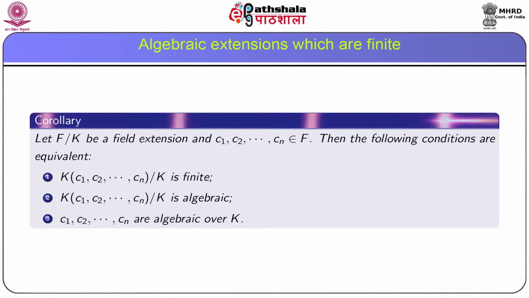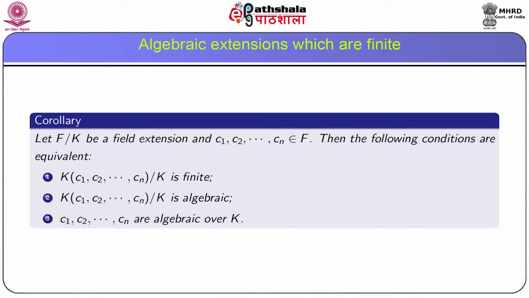As an immediate corollary, we have these beautiful equivalent characterizations. Let F by K be a field extension, and C1, C2, up to Cn elements of F. Then the following conditions are equivalent. The first condition is that K(C1, C2, up to Cn) over K is a finite extension, our second condition is that this extension is algebraic, and our third condition is that the elements C1, C2, up to Cn are algebraic over K.